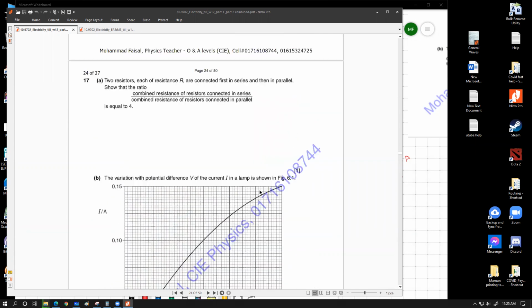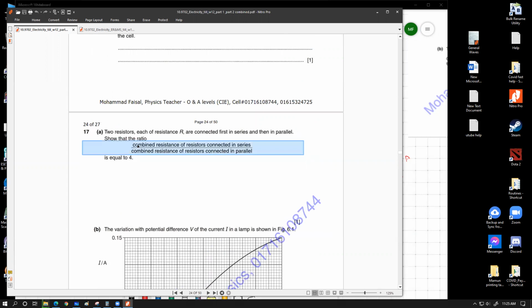I would like to discuss this problem. Have a look, number 17. Turn up to question number 17. There is a theoretical aspect to this question which needs some attention. Two resistors, each of resistance R, are connected first in series, then in parallel, so that the ratio of the combined resistance in series divided by the combined resistance in parallel is equal to 4. This is the part that we're trying to achieve.